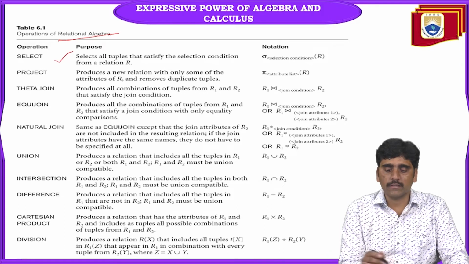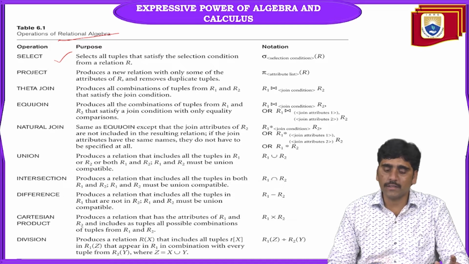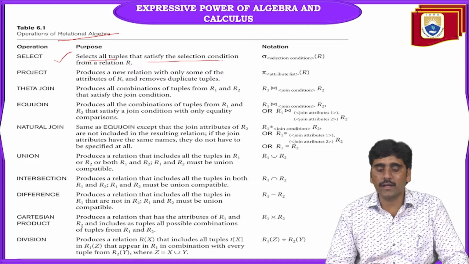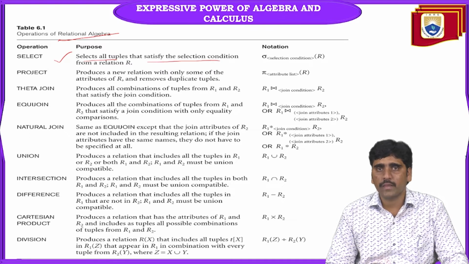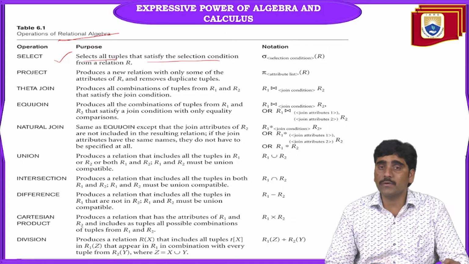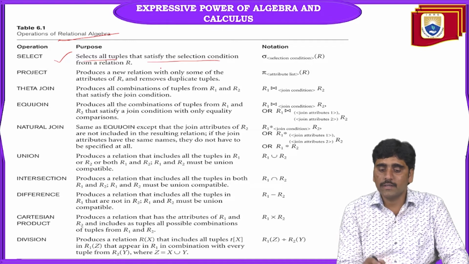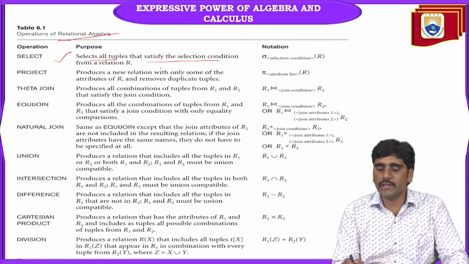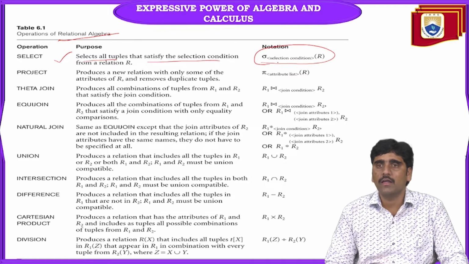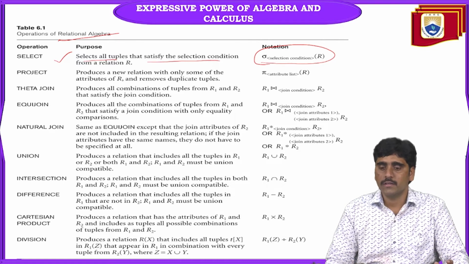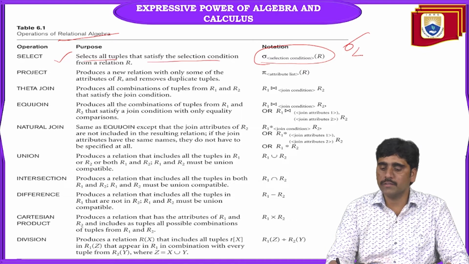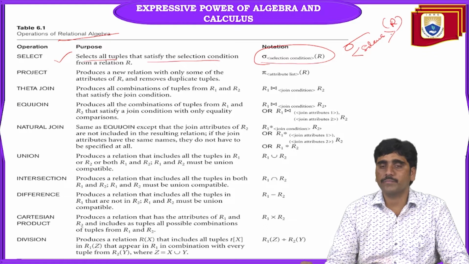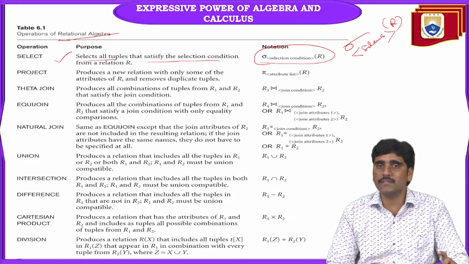Look at the symbols for the operations of relational algebra. The first one is select. The purpose is to select all tuples that satisfy the selection condition from a relation R. All the tuples means all the records from the table that satisfy the selection condition from a relation R. We represent it with the sigma symbol, then you mention a selection condition, and then the relation. This is the purpose of the select operator.